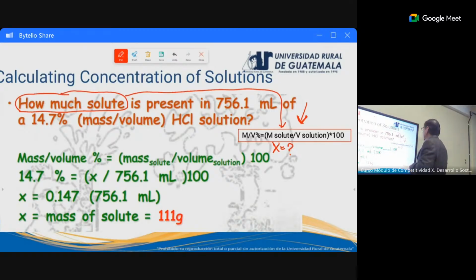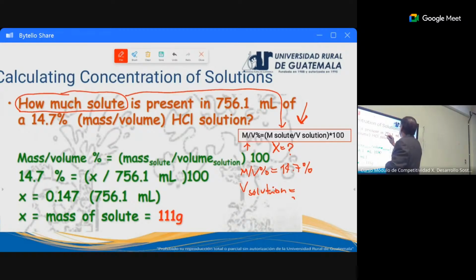Now, they gave us this one here, that is the mass/volume percent, which is equal to 14.7%, and the volume of solution, that is equal to 756.1 milliliters.